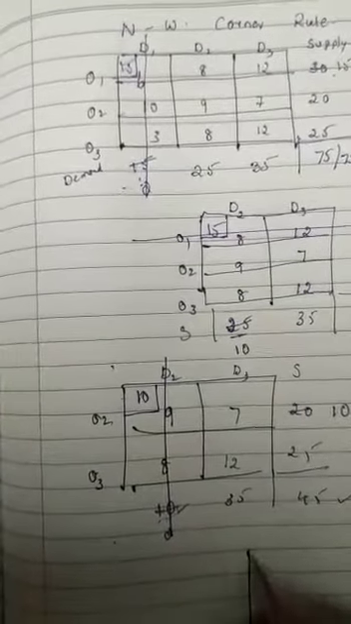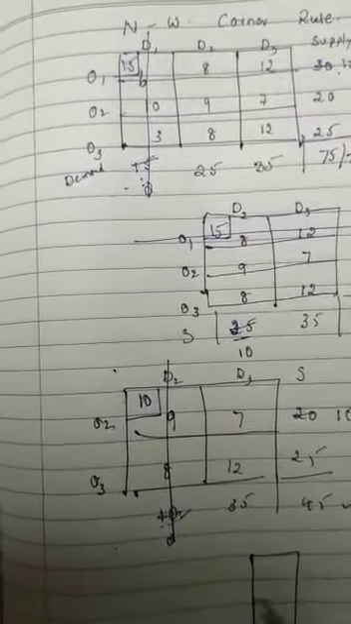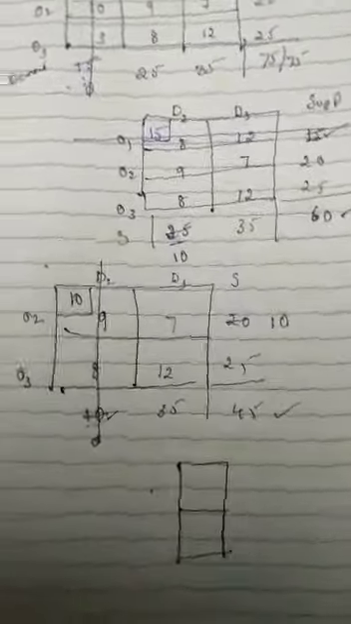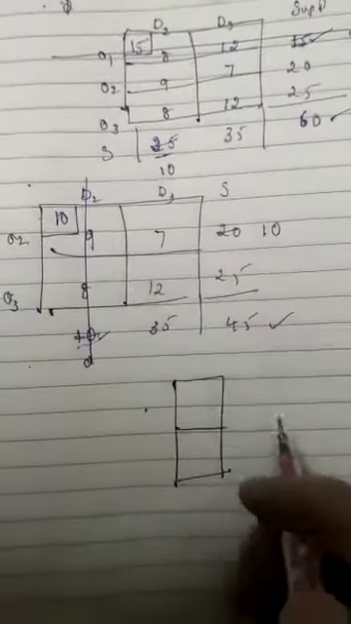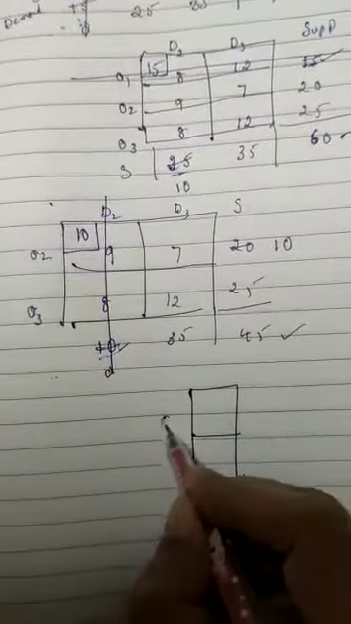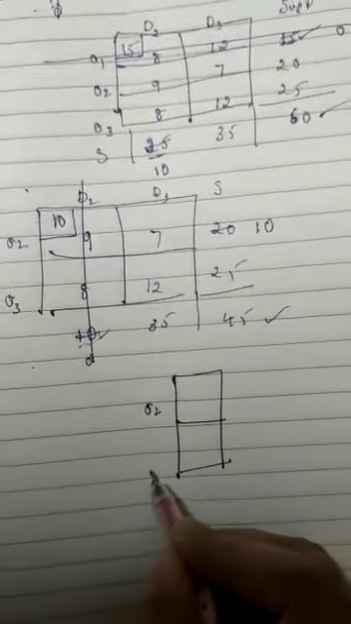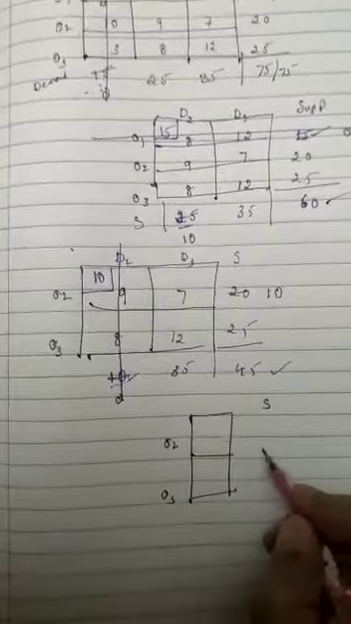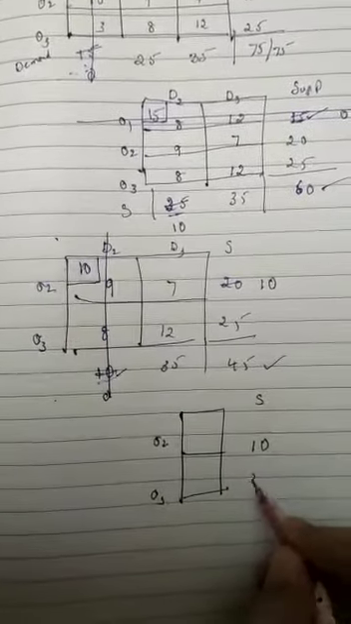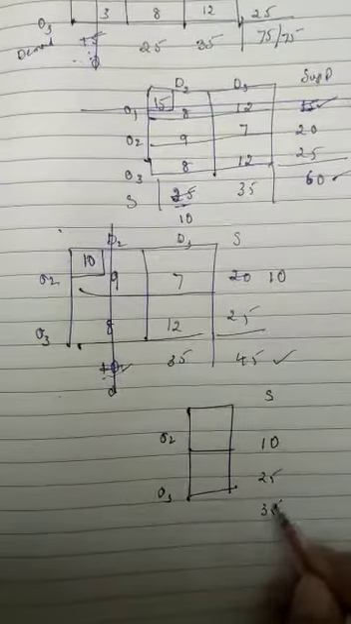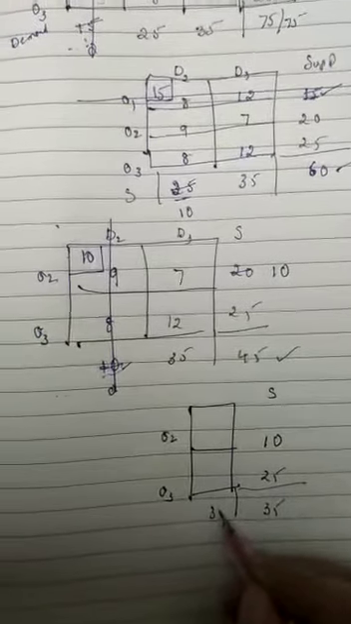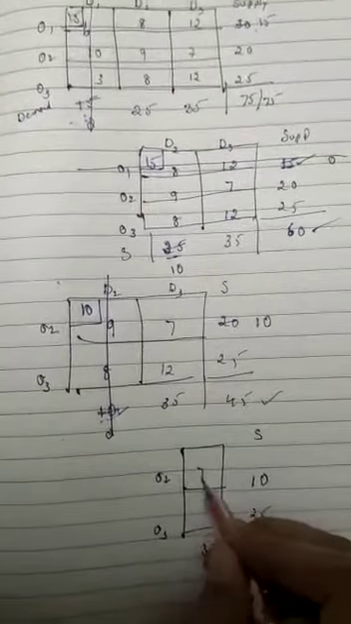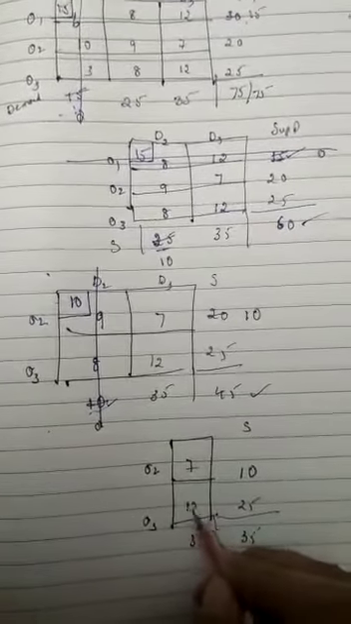And write the new table. The new table has O2 and O3. The supply is 10 and 25, which is 35, and the demand is also 35. Both are equal. The remaining costs are 7 and 12.